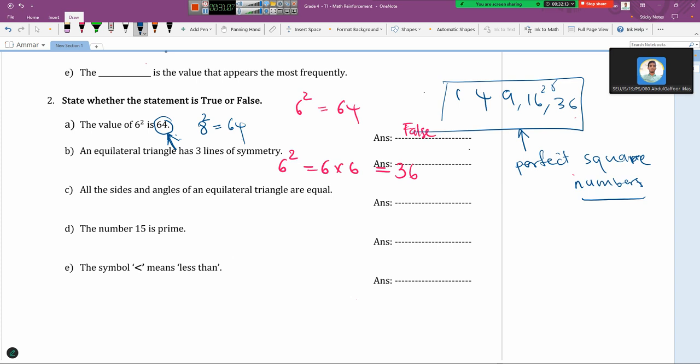Right, now B part. What about B part? An equilateral triangle has 3 lines of symmetry. Is that true? Yes, sir, it's true. Okay. So what is equilateral triangle?